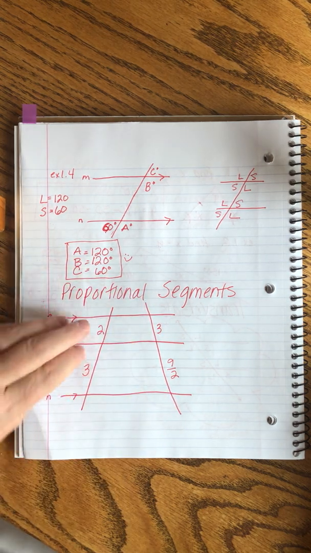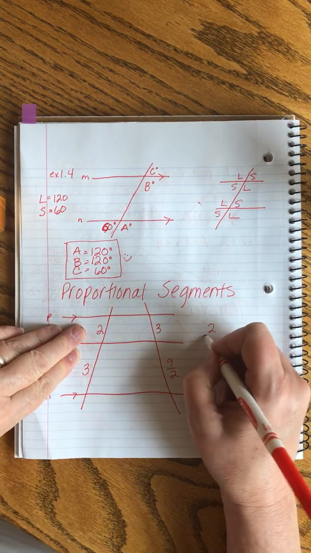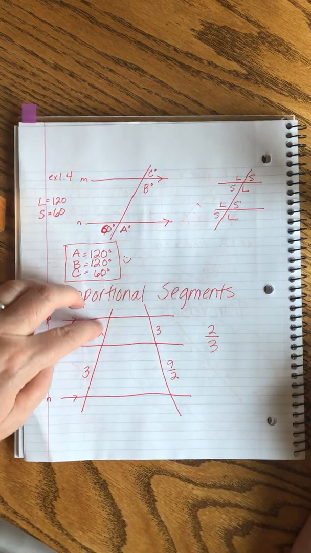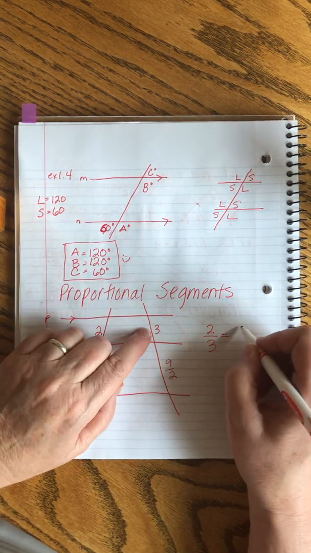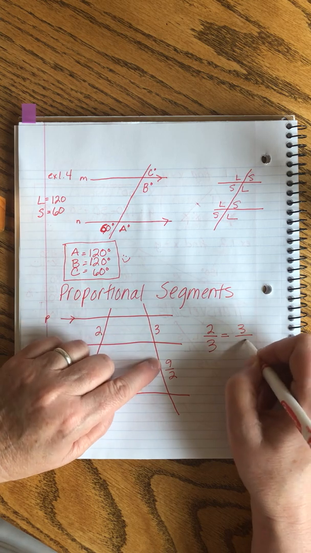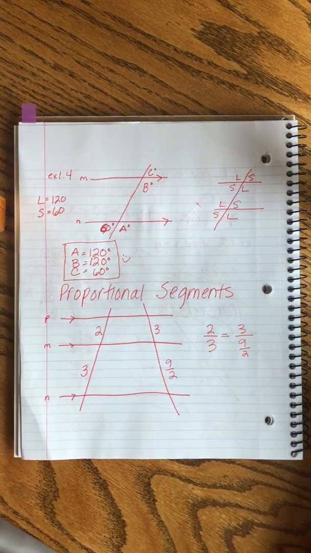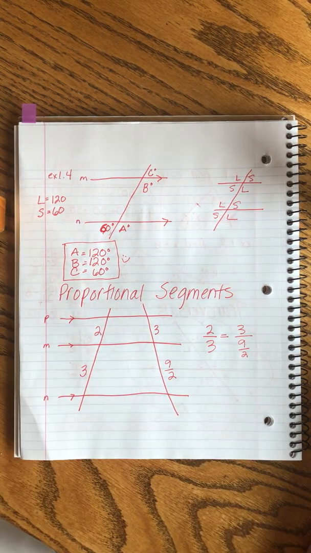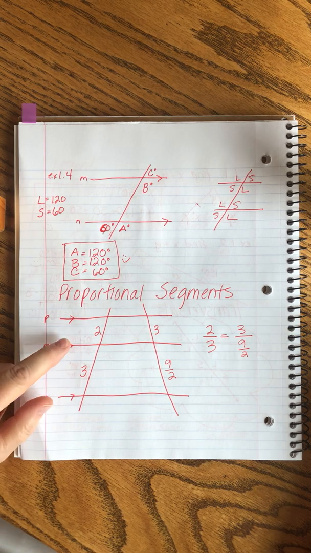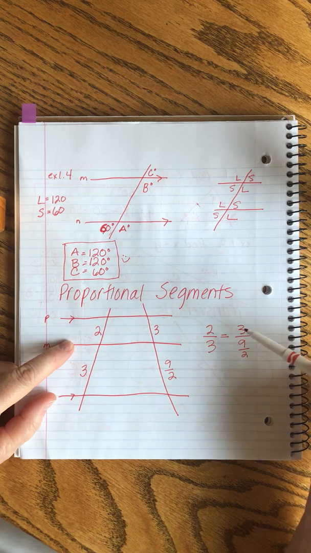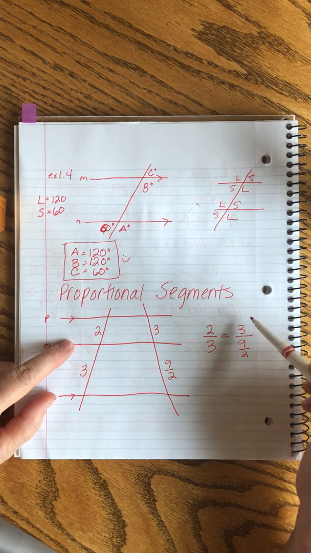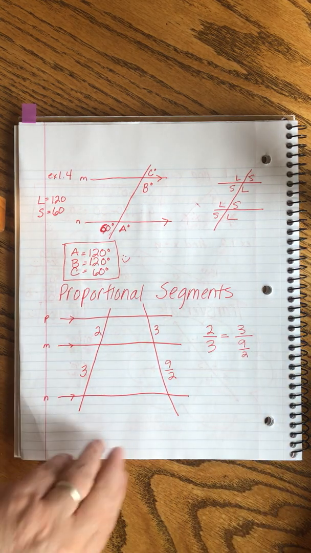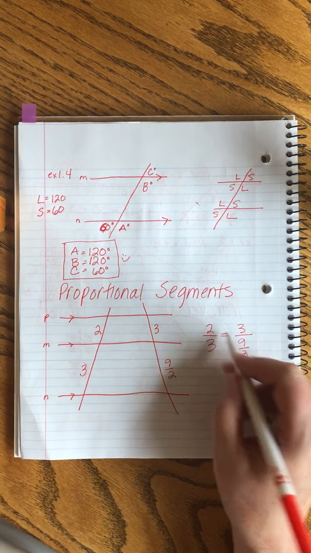Okay, and let me show you how that works. 2 over 3, these two segments, will be equal to 9 over 2 over 3. That's annoying that it's a fraction, but don't let it bother you. We can test my theory by saying if these are truly proportional, then we should be able to cross multiply and get the same number, right? They should be equal to each other. So let's cross multiply.